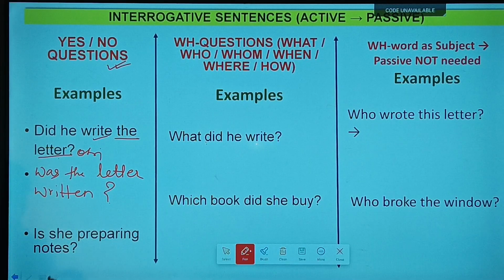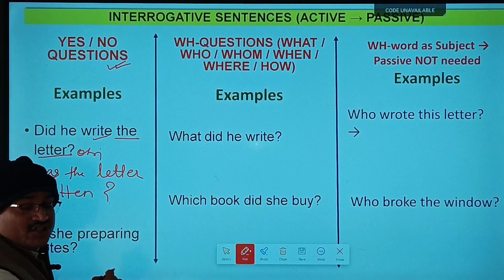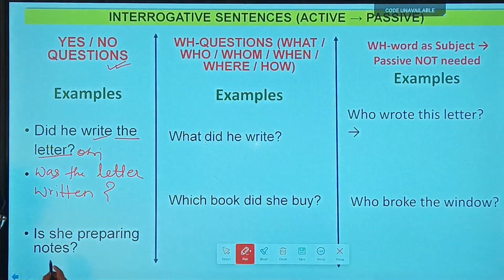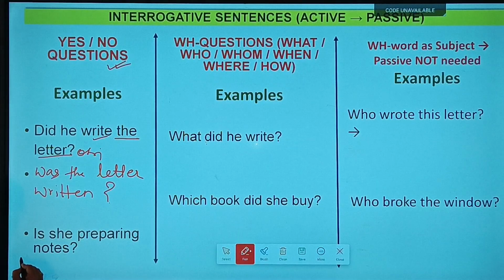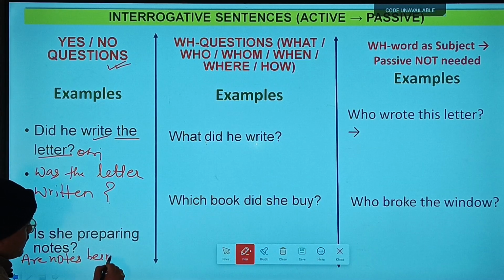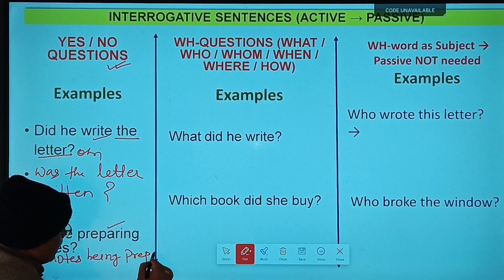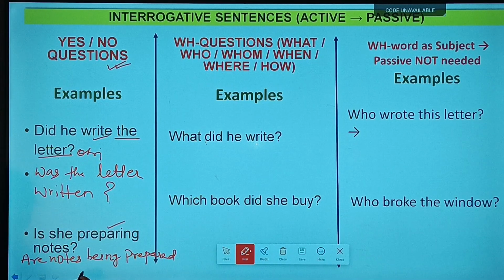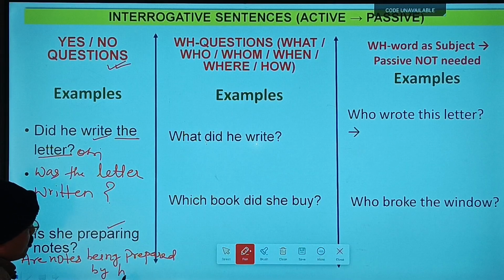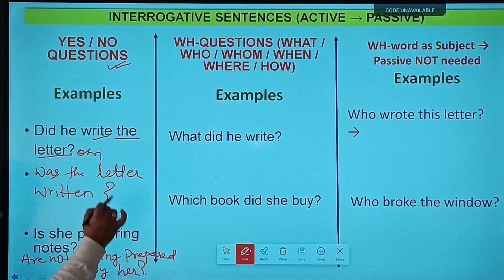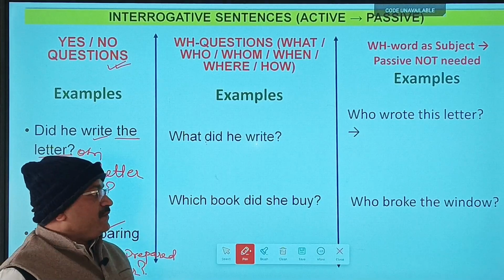Is she preparing notes? Yes. So what is the tense? Tense is present continuous, remember. So are, notes plural here. So are notes, notes object, are notes being, continuous tense, being prepared, third form prepared. Are notes being prepared by her? She will change into her, then sign of interrogation.